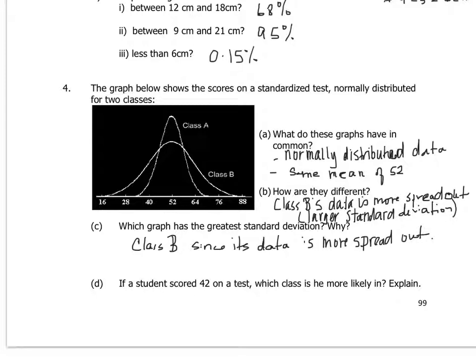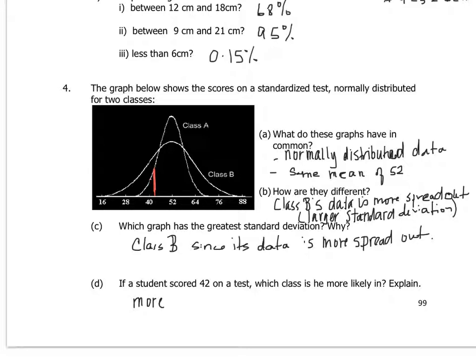If a student scored 42 on a test, which class is he more likely in? And 42 falls, if we use the red here, 42 would probably be around here somewhere. So if we look at the likelihood that he's in a certain class, class A, that would be probably around 2.35% of students scoring less than 42. So that seems to be a smaller percentage. So more than likely, he would probably be in class A. I'm sorry, class B. That was class A.